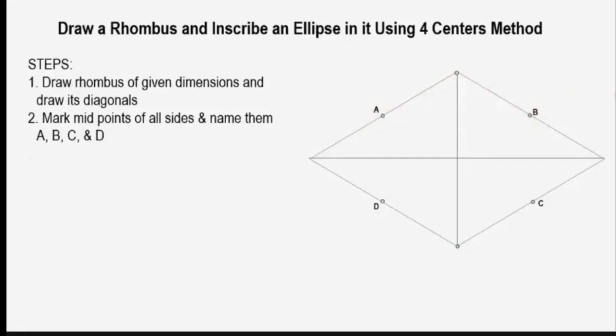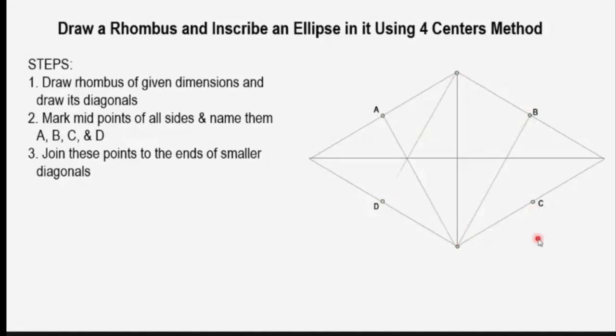After this, join these points to the ends of the smaller diagonal. Now this is the smaller diagonal. So this is one end at the top, this is the other end at the bottom. So this bottom end joined with A and B, and the top end joined with D and C. Join the midpoints of the edge sides of the rhombus to the ends of the smaller diagonal. So now I have 4 points.